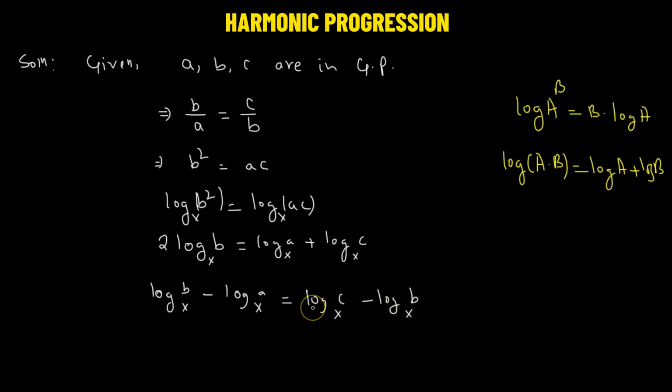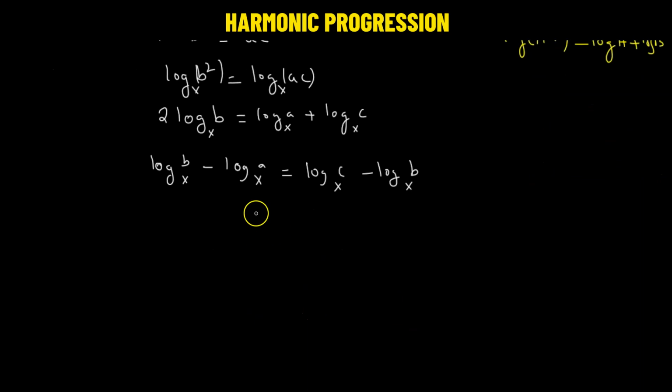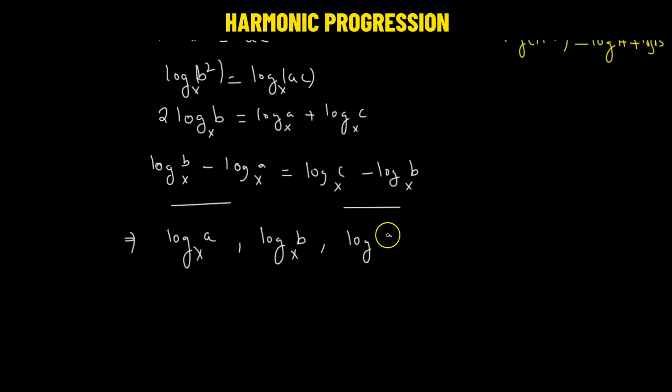We are only rewriting the terms because the moment we rewrite in this particular fashion, this condition tells us that there is a common difference. So we can say that log of a with a base x, followed by log of b with a base x, and then log of c with a base x, these three numbers are in arithmetic progression. If they're in arithmetic progression, it immediately follows that they have a common difference. That's why we were able to come from this particular condition to the statement that these three numbers are in arithmetic progression.